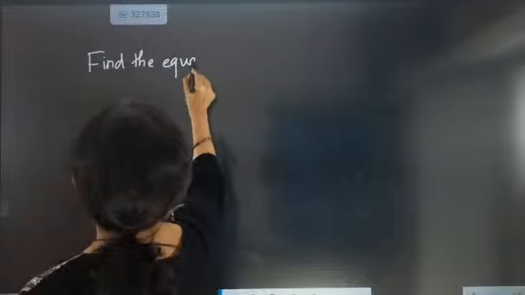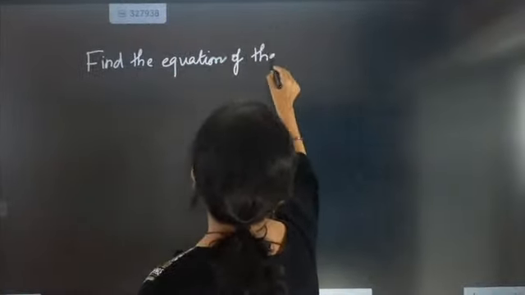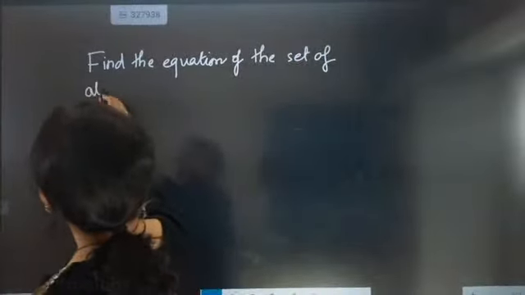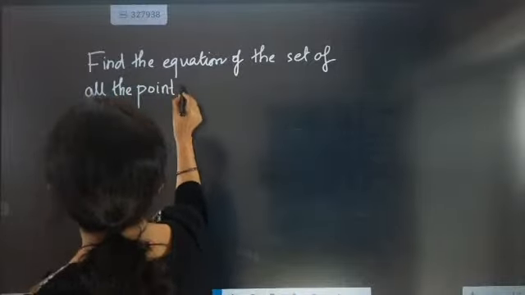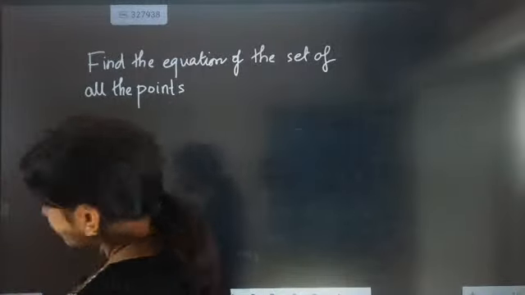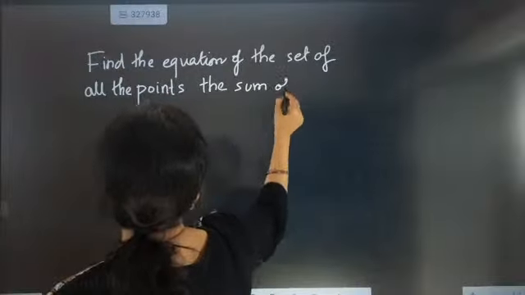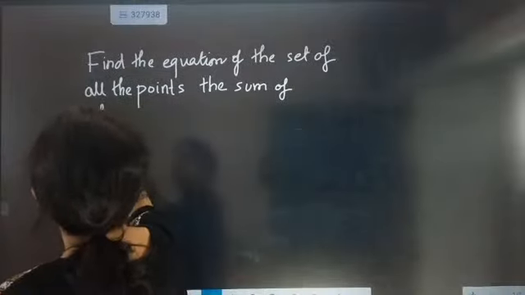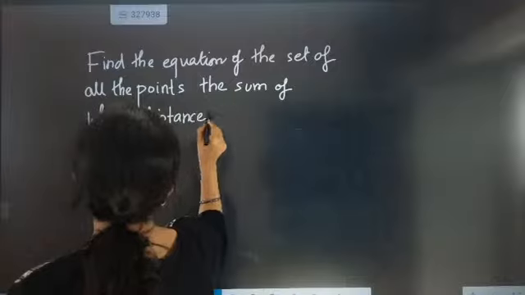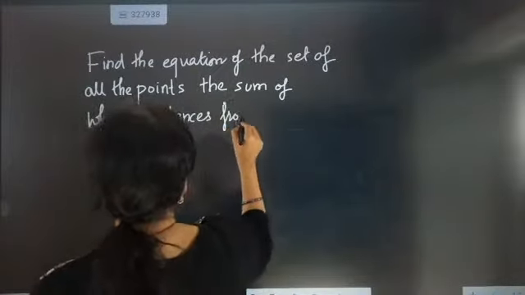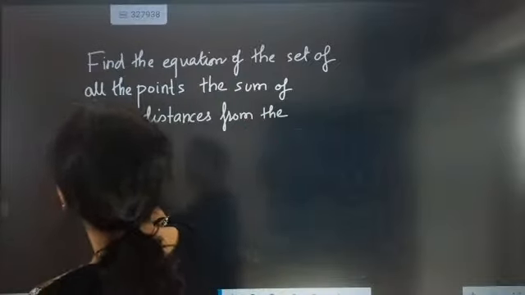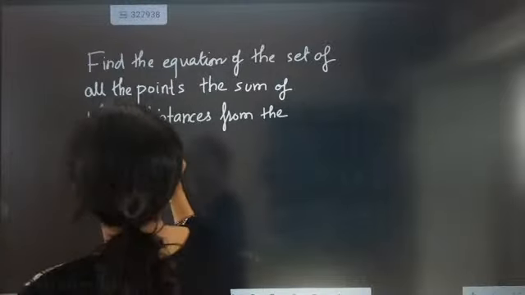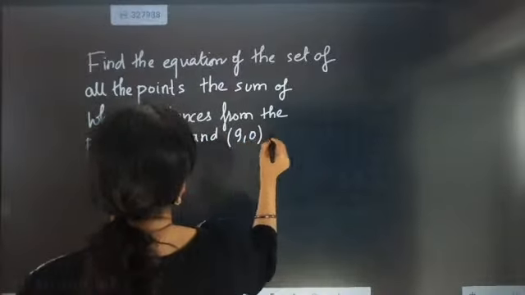Okay, today all typical questions we are going to handle. The first question for today is, find the equation of the set of all the points, the sum of whose distances from the points 3, 0 and 9, 0 is 12.